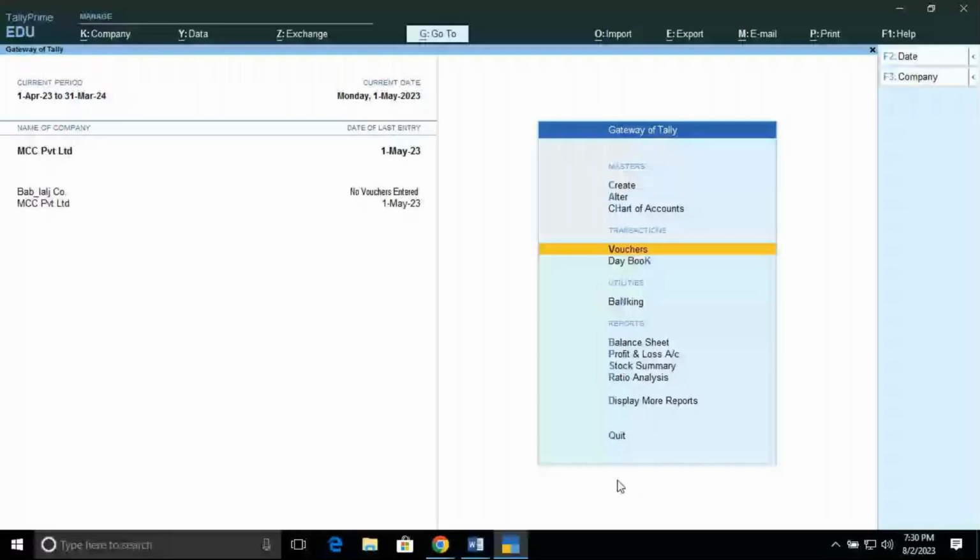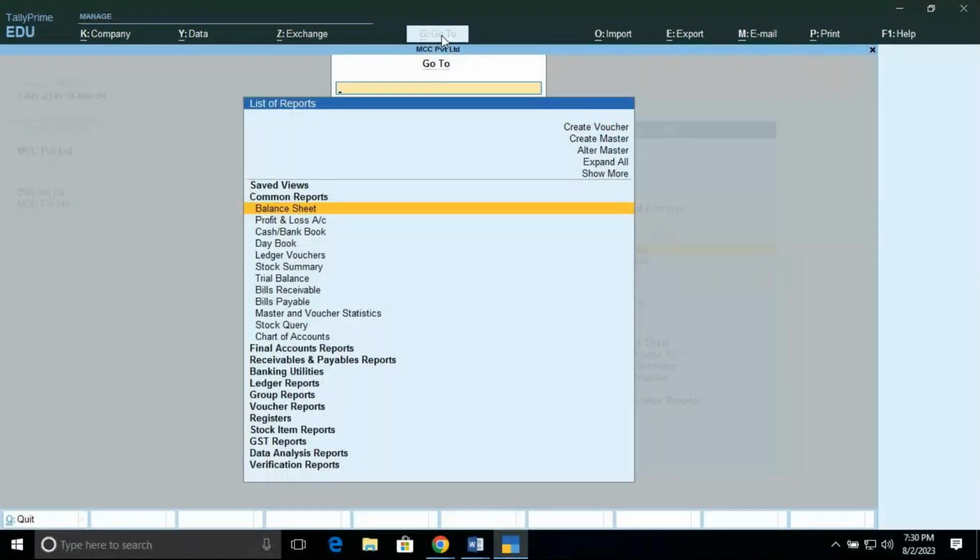In Tally Prime, there is one special thing called Go To. You see at the top, Alt G, Go To. So what is this Go To? Let us see. I'll press enter. See, it contains all forms of reports: common reports, final account reports, payables, all those things. Whenever you are free, try to explore all these things.